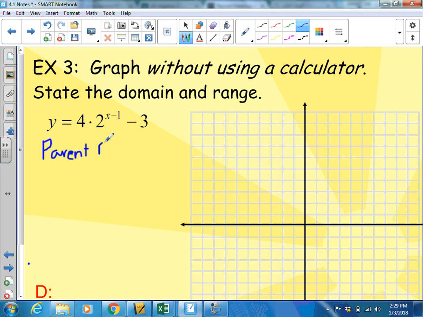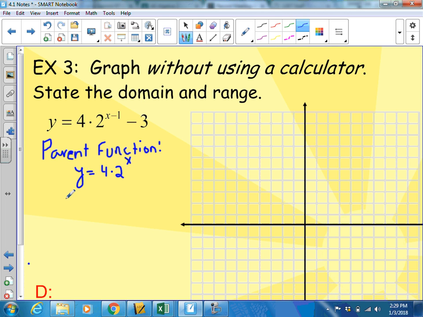Now, the parent function is really just going to be the function without our h and k values, basically without the translations. So that's going to be this 4 times 2 to the x. That's going to be our parent function. So we're going to first graph this, so that's why I'm using blue. Everything in blue is the parent function. Then we're going to use our translations to help us graph the other function.